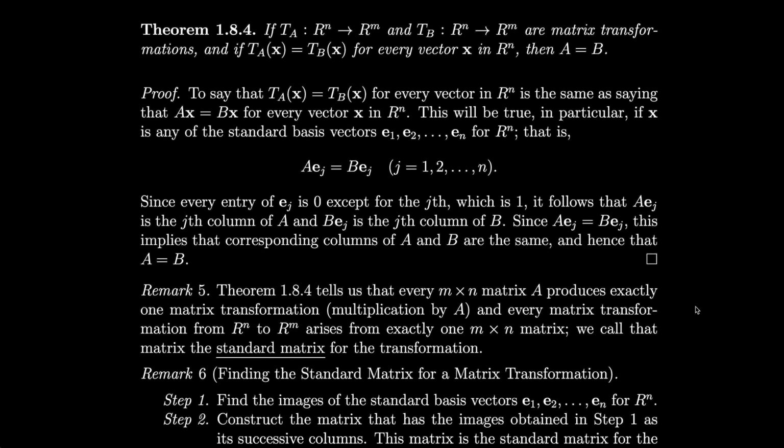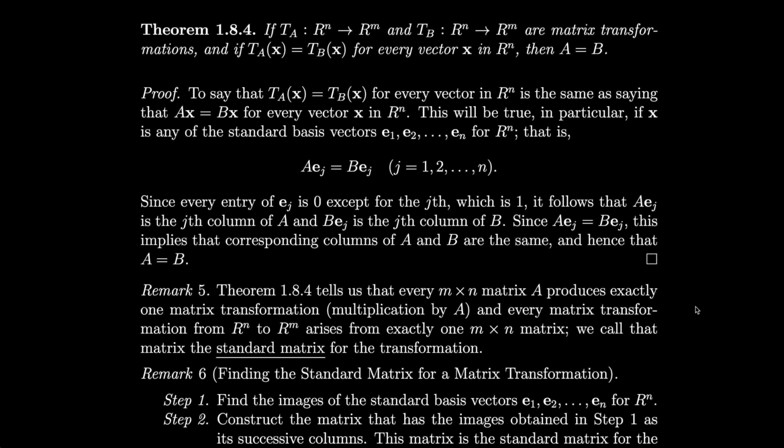If T_A from Rn to Rm and T_B from Rn to Rm are matrix transformations, and if T_A of x equals T_B of x for every vector x in Rn, then A has to equal B. Basically, if we have transformations that have the same images, then they have to be using the same matrix. Okay, so let's prove that. To say that T_A of x equals T_B of x for every vector in Rn is the same as saying that Ax equals Bx for every vector x in Rn.